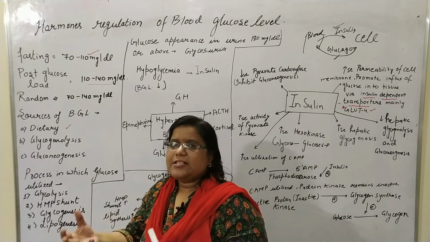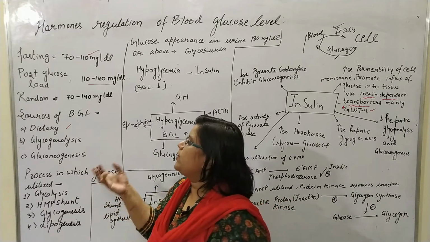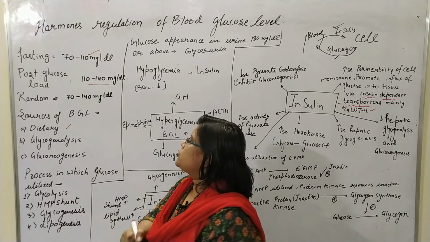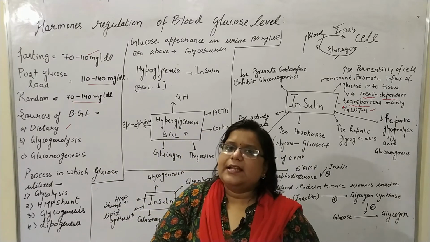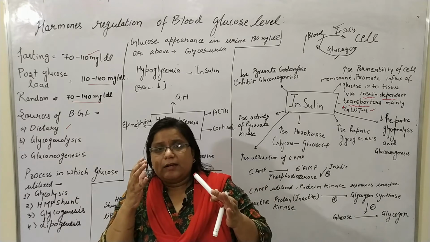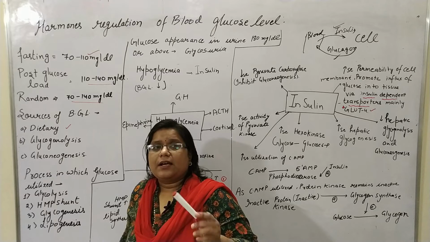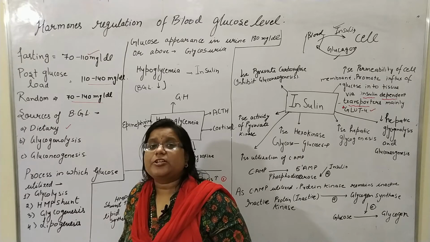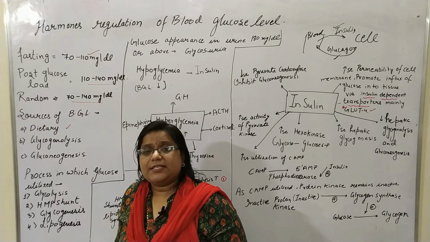If it is neither fasting nor post glucose load, and we want to take the random value, that random value should be 70 to 140 mg per deciliter. Suppose the value of the glucose is around 180 mg per deciliter or above.